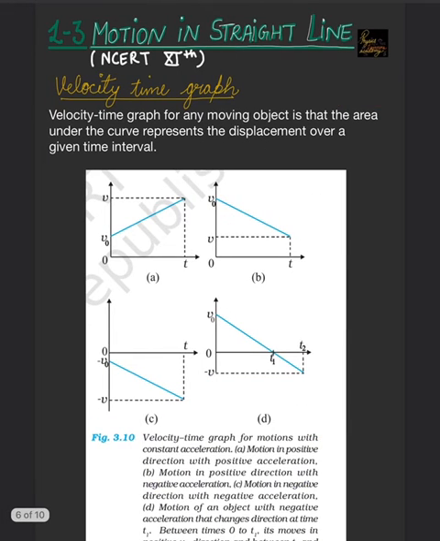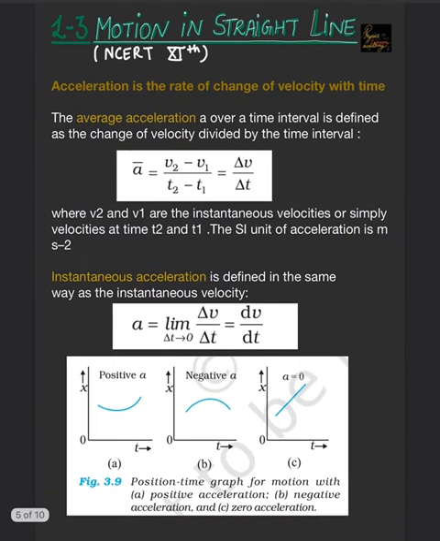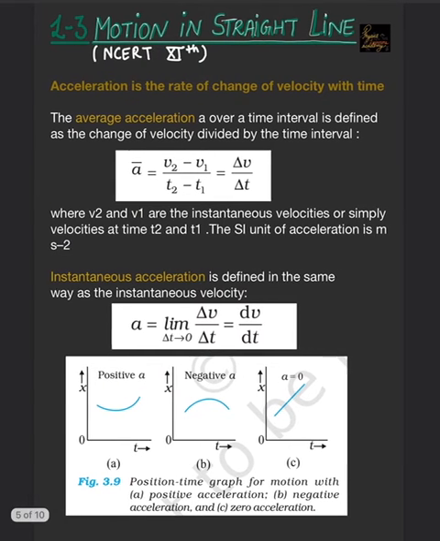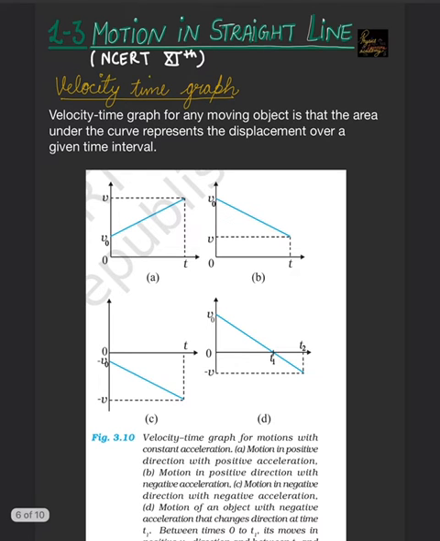And the next topic is the velocity-time graph. You should learn the basic thing about the velocity-time graph. What is a velocity-time graph? Similar to the position-time graph, where x or position is on the y-axis and the x-axis is the time taken, similarly in the velocity-time graph we simply plot velocity versus time. We plot velocity on the y-axis and time on the x-axis.